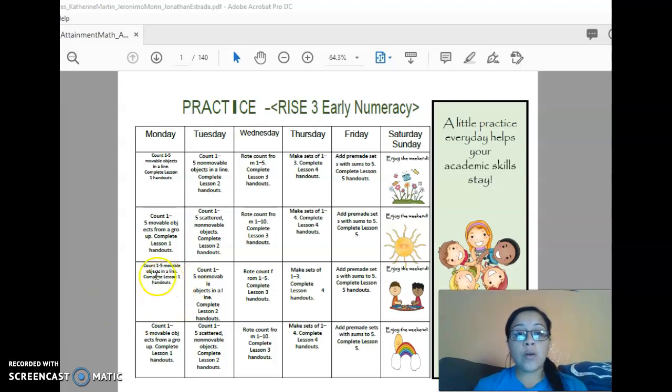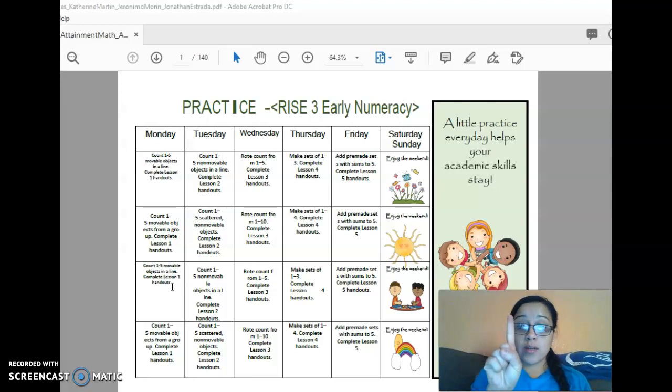It says count 1 through 5 movable objects in a line. Complete lesson 1 handout. So before we start, let's review our numbers. Let's count to 5. Get ready. 1, 2, 3, 4, 5. Awesome. Now let's do it all together. Get ready. 1, 2, 3, 4, 5.